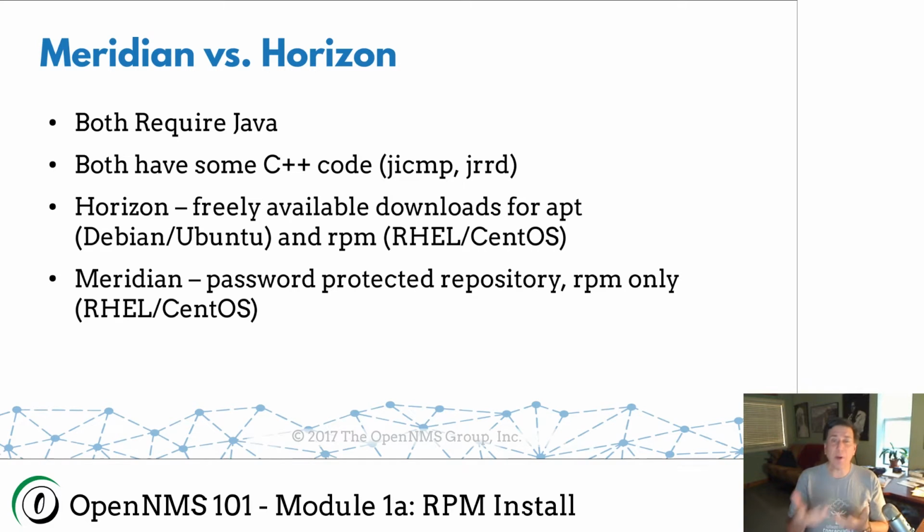I'm going to do this install in Horizon. This is freely available, with downloads for apt and RPM. We're going to use the RPM distro. If you choose our Red Hat Enterprise Linux version, Meridian, which in features lags Horizon, it actually is a little more stable, a little more tested, a little easier to support. It's very, very similar, except with Meridian, the repository is password protected.